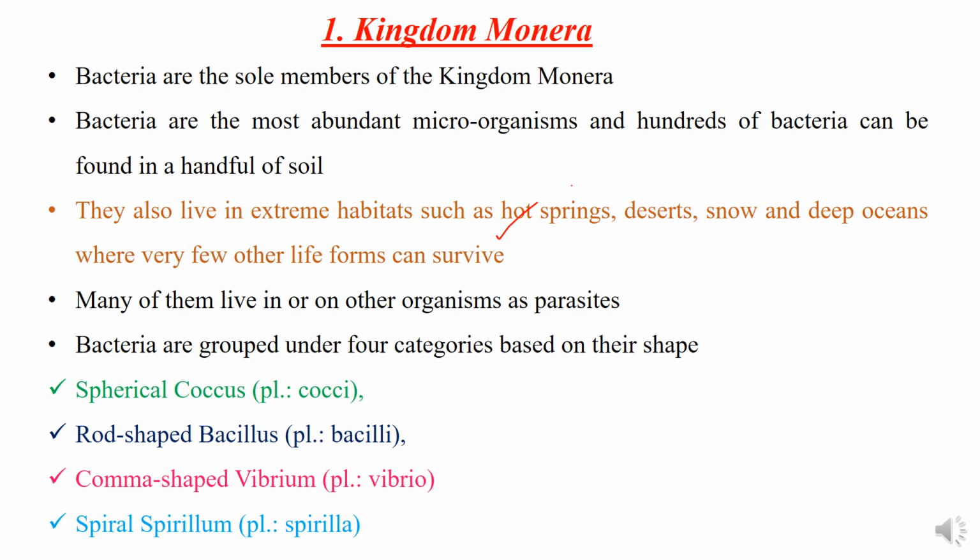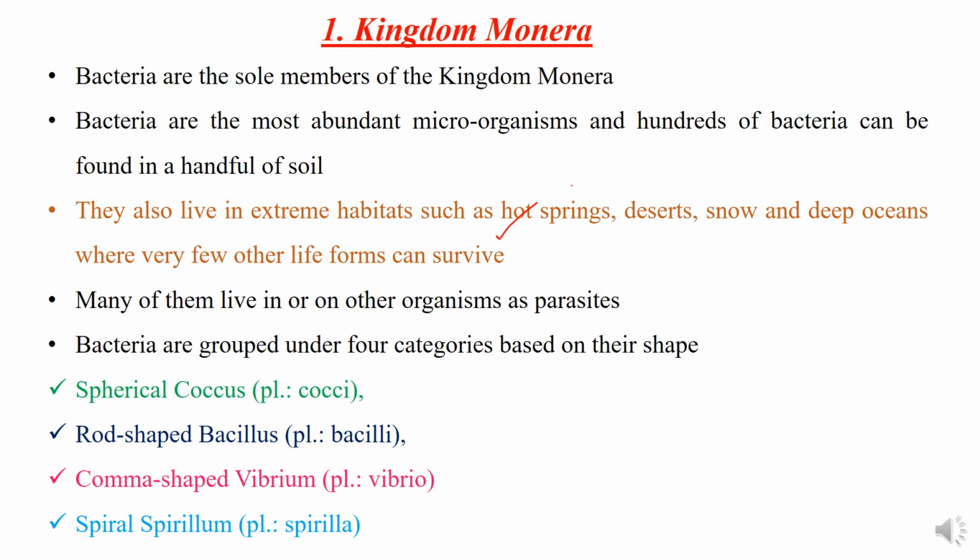And many of them live in other organisms as parasites, as I already told. Bacteria are basically divided into 4 categories based on the shape of the cell. I made one complete video about the bacterial cell structure, the different types of bacteria, and the different external and internal organs present in the bacteria. I will give that link in the description box. So here we will see only the different groups of bacteria.